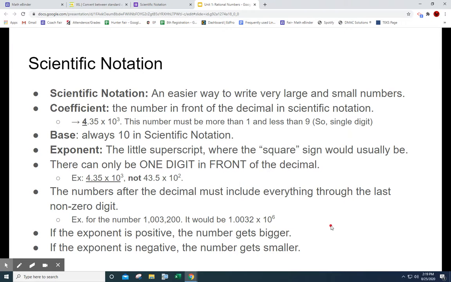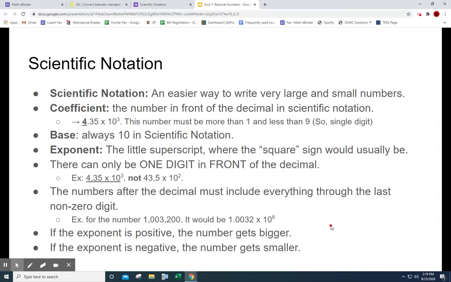Today we are talking about scientific notation. Scientific notation is a way for us to write numbers that are really big or really small, just concisely. It's not always going to be the easiest way to write the number, but you see it a lot of times in science when they're talking about the size of an atom or how far the sun is.